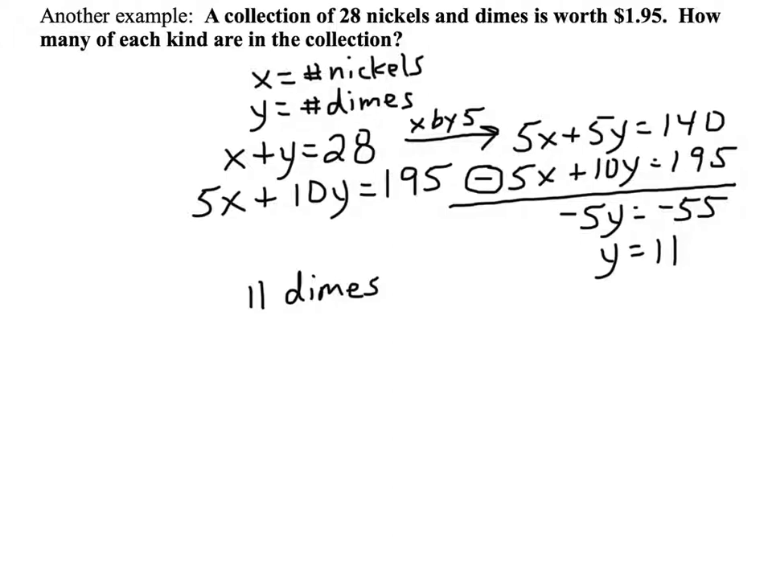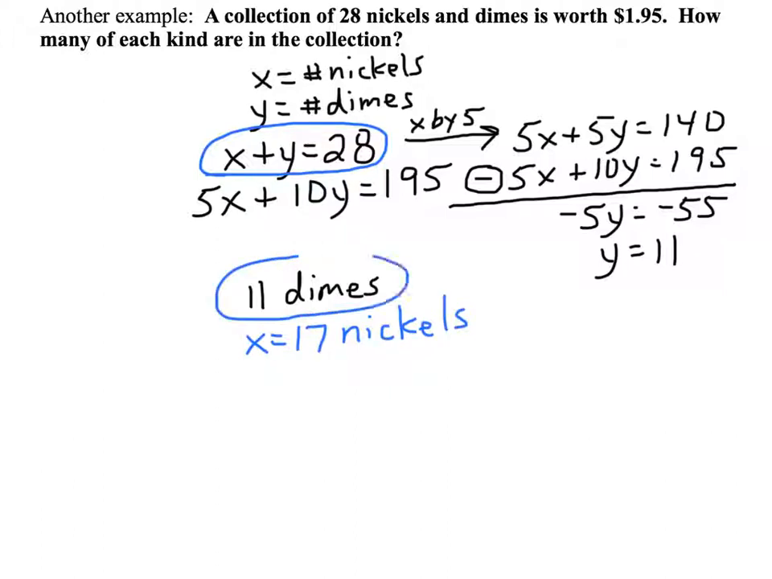I'm going to come back to this particular equation, x plus y equals 28. If y is equal to 11, that must mean that x would be equal to 17, so I must have 17 nickels. One of the nice things with these applied problems is you can certainly go through and make sure that 11 dimes and 17 nickels is equal to $1.95. And it certainly is if you check that.